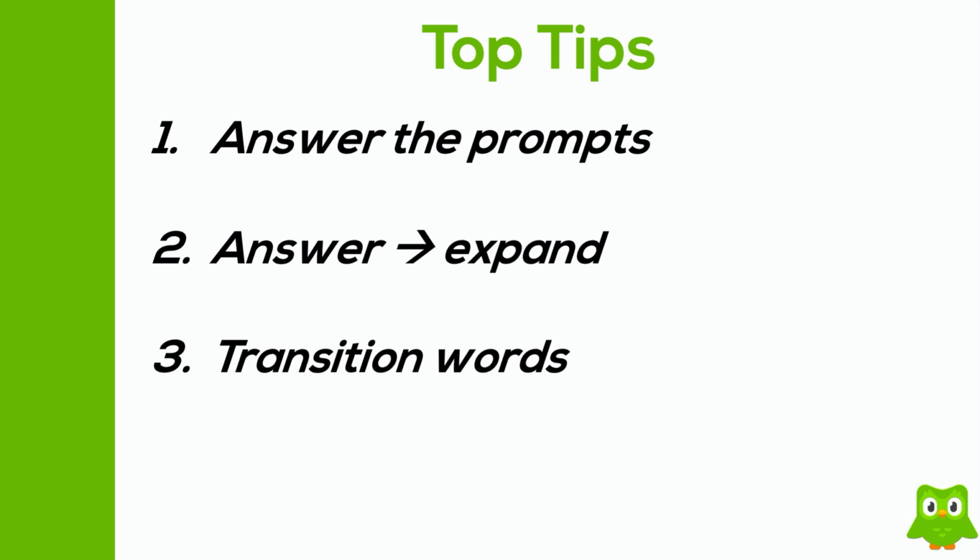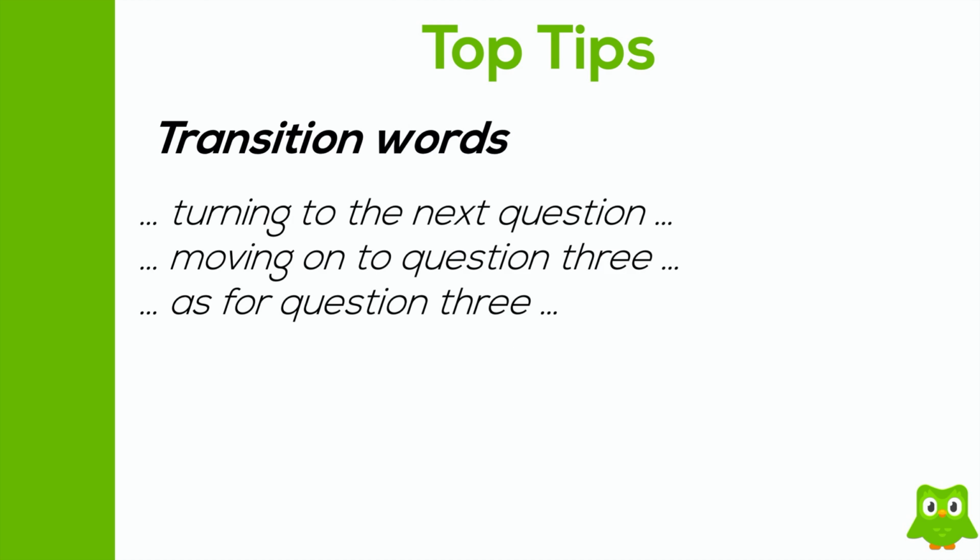Now let's take a look at tip number 3, which is transition words. Using transition words will help your answer to sound more fluent and more coherent. And there are lots of different transition words you can use. If you want to move on to the next question, it's a good idea to use one of these transition words. You can say, okay, turn into the next question. Moving on to question 3. Or, as for question 3. These are simple and smooth ways to transition from question to question.